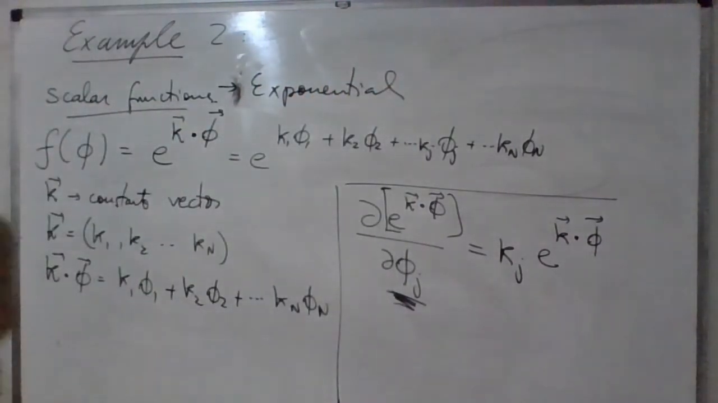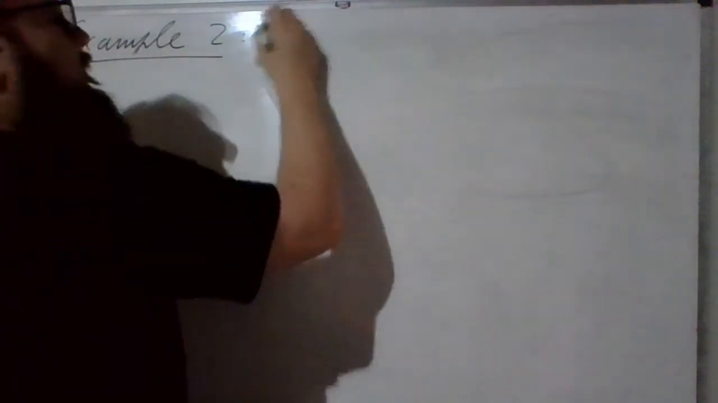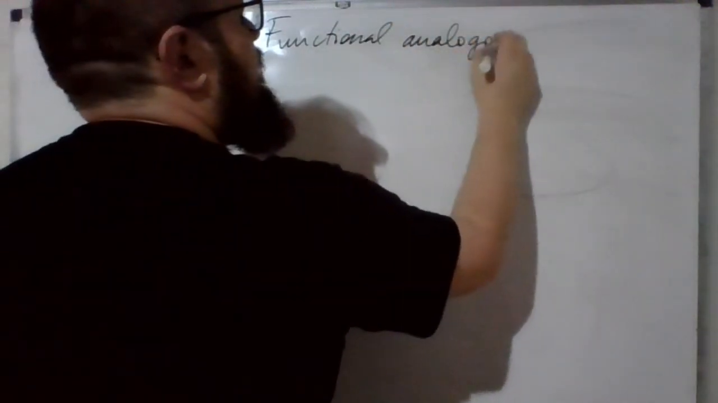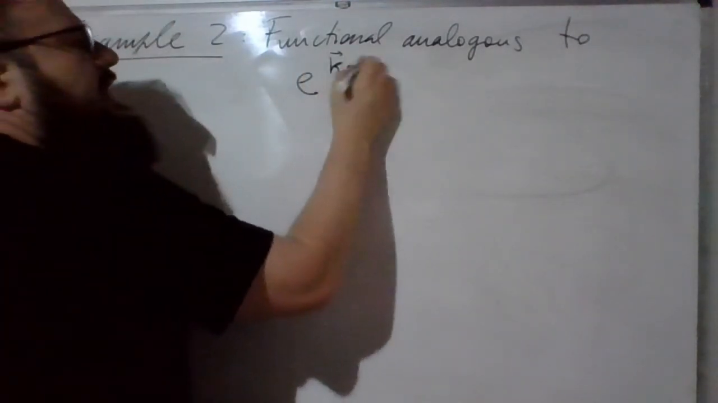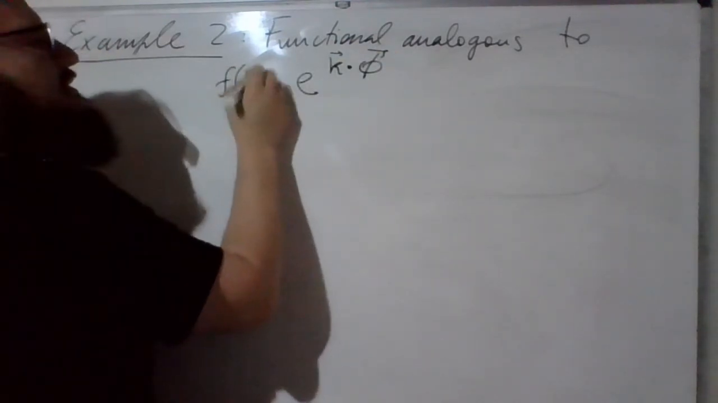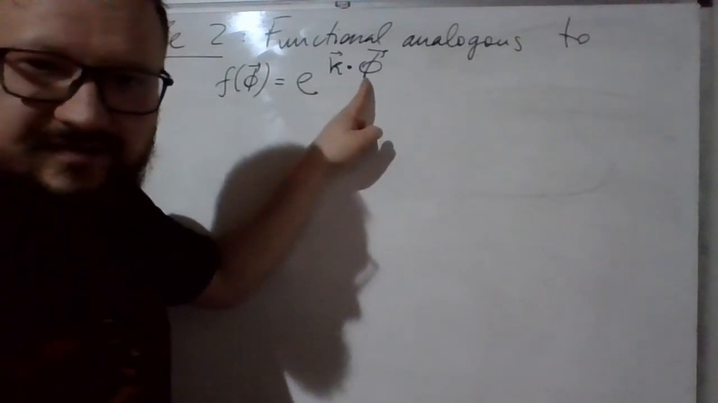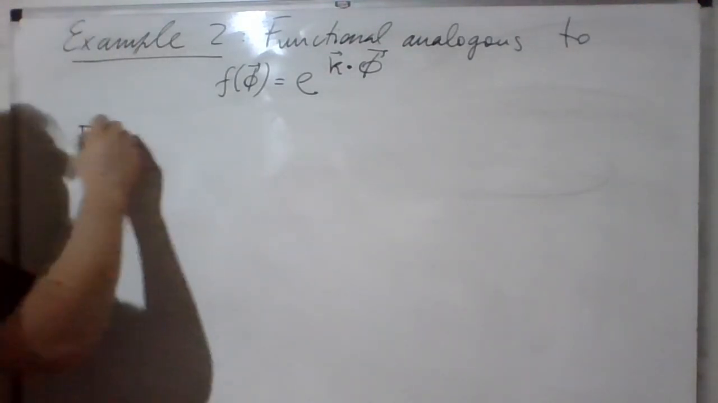Okay? Well, what is the functional analogous of this? The functional analogous to the exponential of k dot phi, some function of phi, which has a constant k with respect to the components of phi, which is a constant vector here. The functional analogous of that is this.